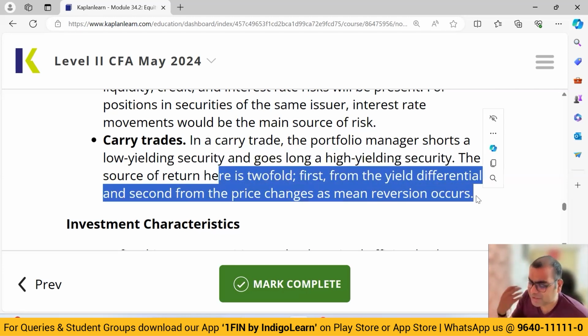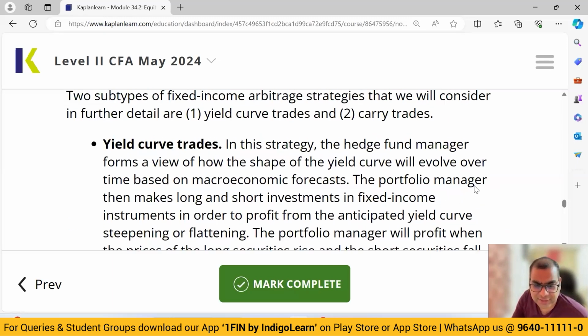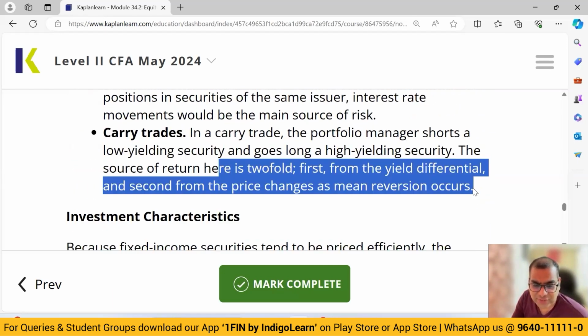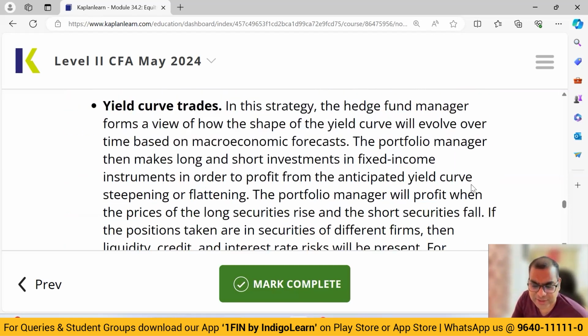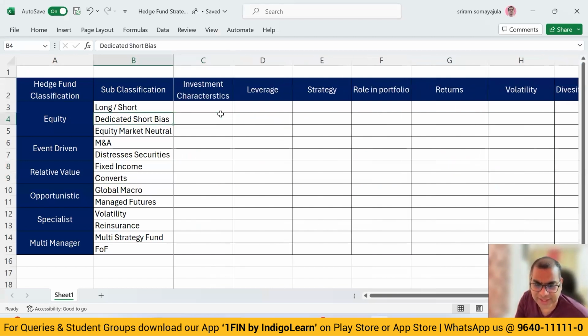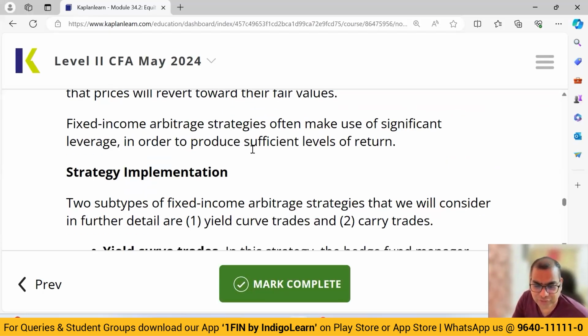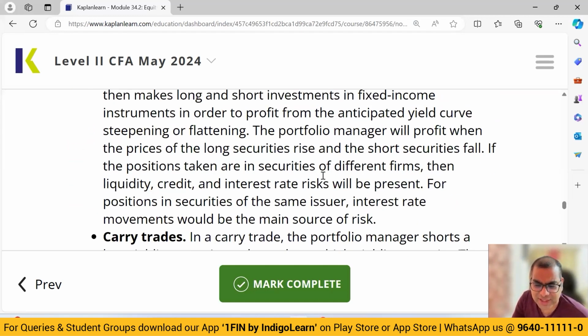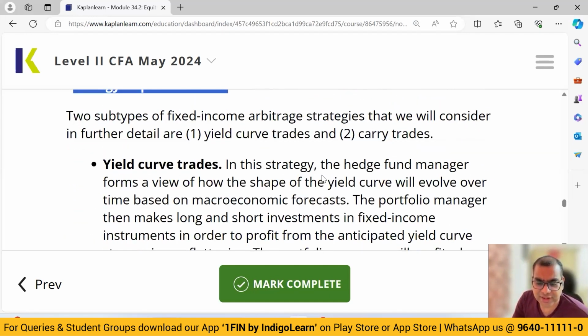So if the yield is very, very high, what will happen? The price is very, very low. So as the price starts moving up, then yield will come to its normal range. So please write in this one, what is this? Fixed income arbitrage. Please write carry trade as well as yield curve trades. What is the first column? Investment characteristics. No, it is not investment. I think it is strategy implementation. In strategy implementation, please write carry trade and yield curve trades.